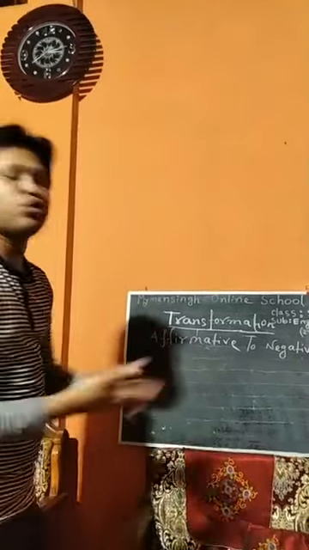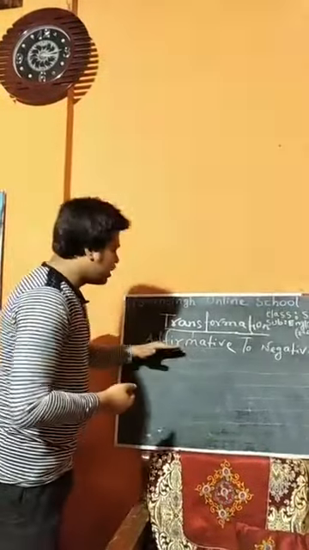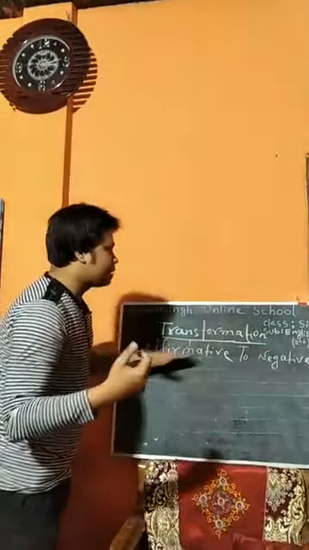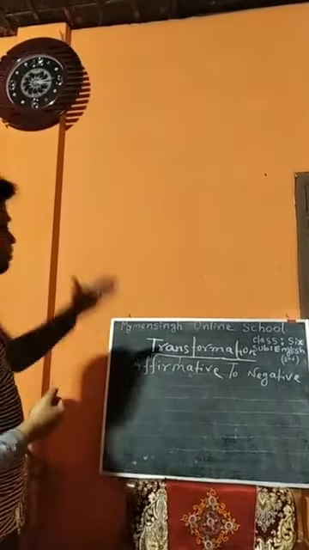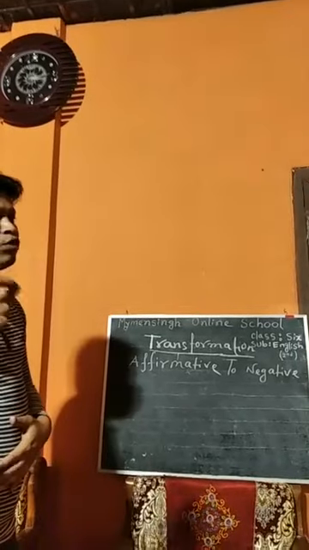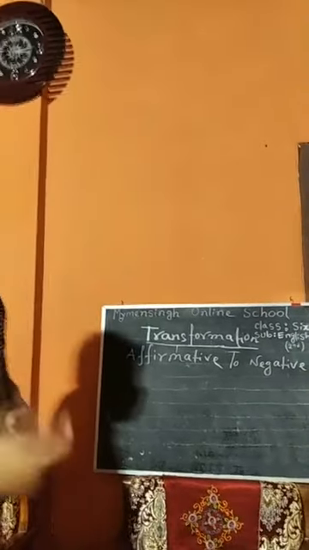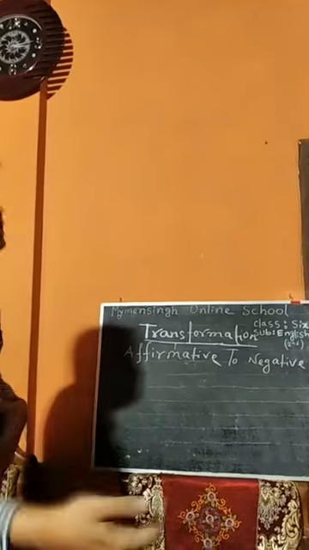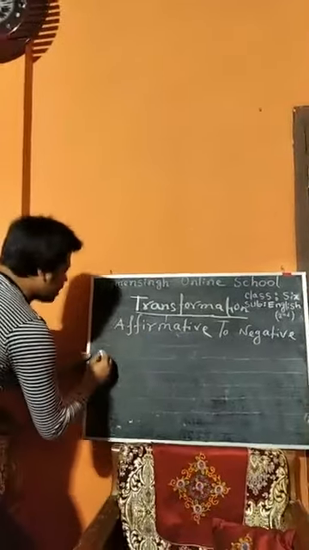What are we doing? So, when we transform affirmative to negative, we have to learn some rules and some tactics. At first, I am telling you some rules and after that, I will tell you some tactics. How can we do it easily? Affirmative to negative.